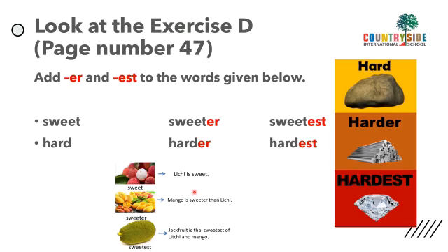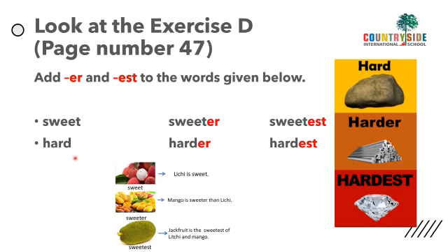Lychee is sweet. When you talk about lychee, it is a little sweet. Mango is sweeter than lychee. But jackfruit is the sweetest of lychee and mango. So jackfruit among the three is the sweetest one. For the most sweet you add EST. For a little sweet you add ER. And when it is very normal, only sweet, you add nothing to it.